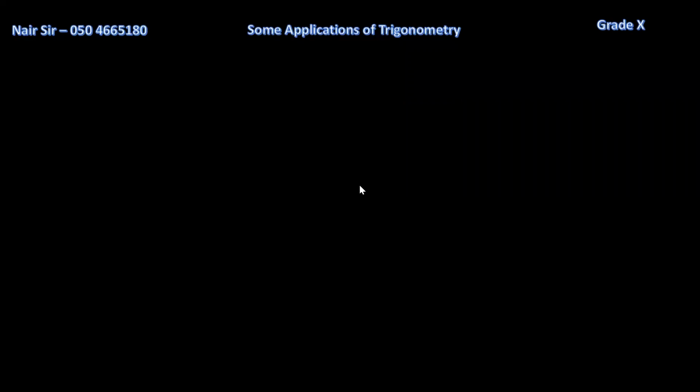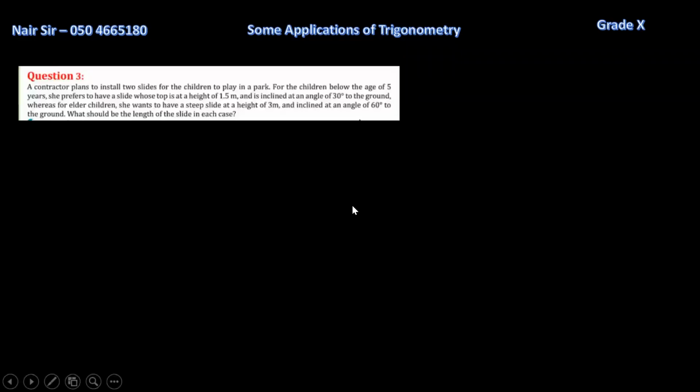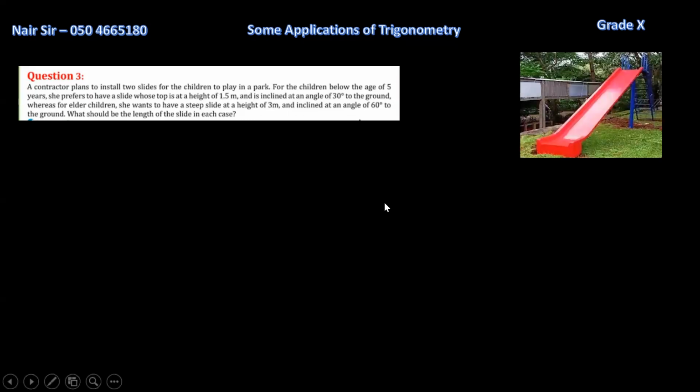We are solving some questions on the application of trigonometry. Exercise 9.1, CBSE. What is the question? A contractor plans to install two slides. Slide means what? This is a slide, to play in a park. Now, there are two age groups that he has made.